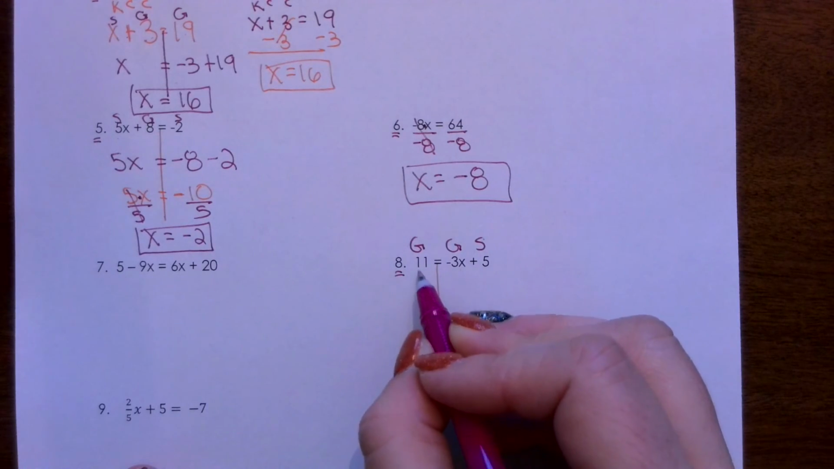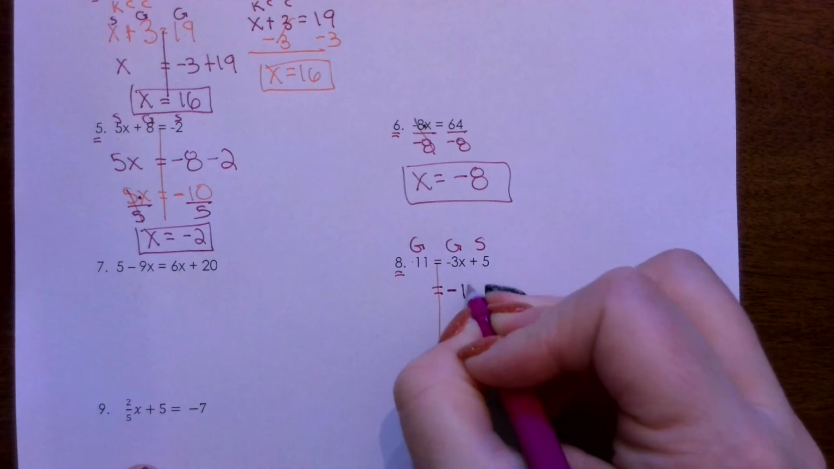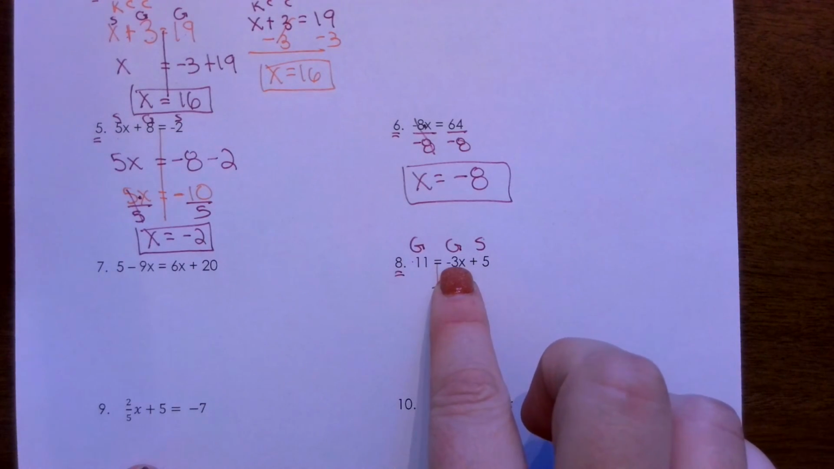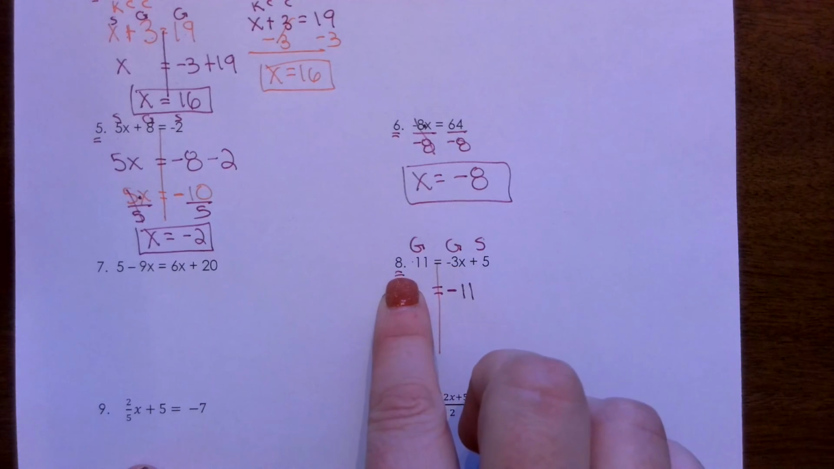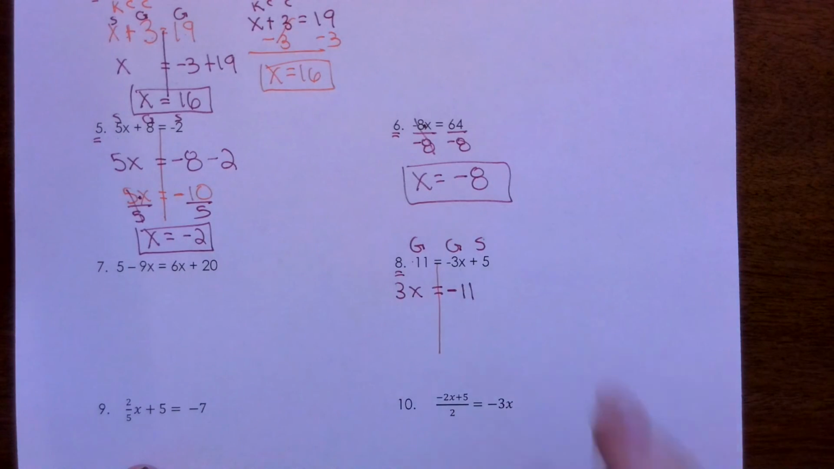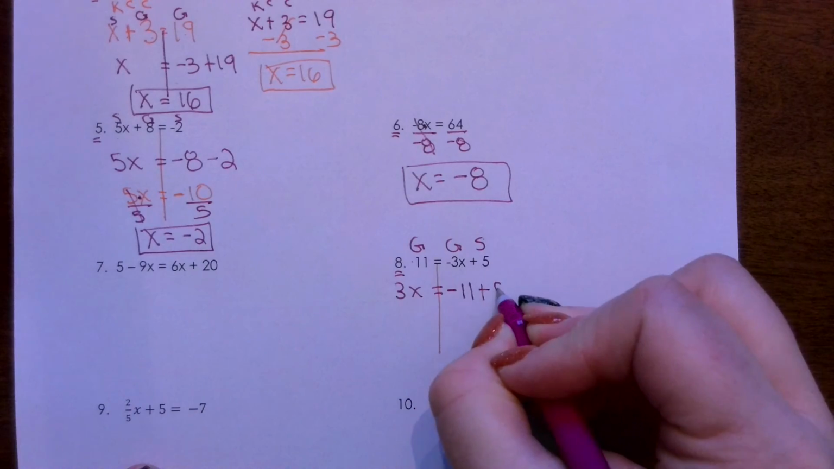This 11 has to go. It's a plus 11, so I'm going to make it a negative 11. Change that sign on the opposite side. This is a negative 3x. I need to make it go, so it's going to become the opposite, which is a positive 3x. And this 5 is staying. It's a plus 5. It keeps its sign, plus 5.